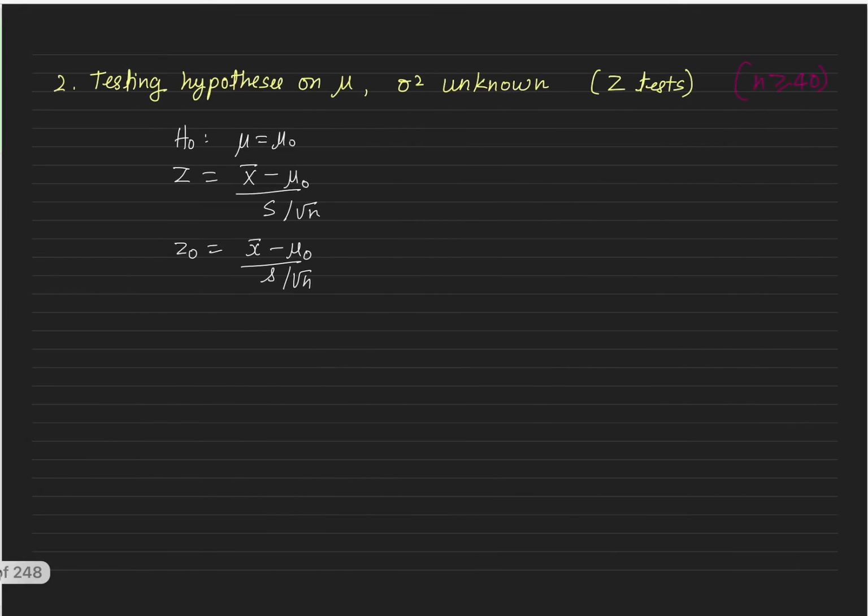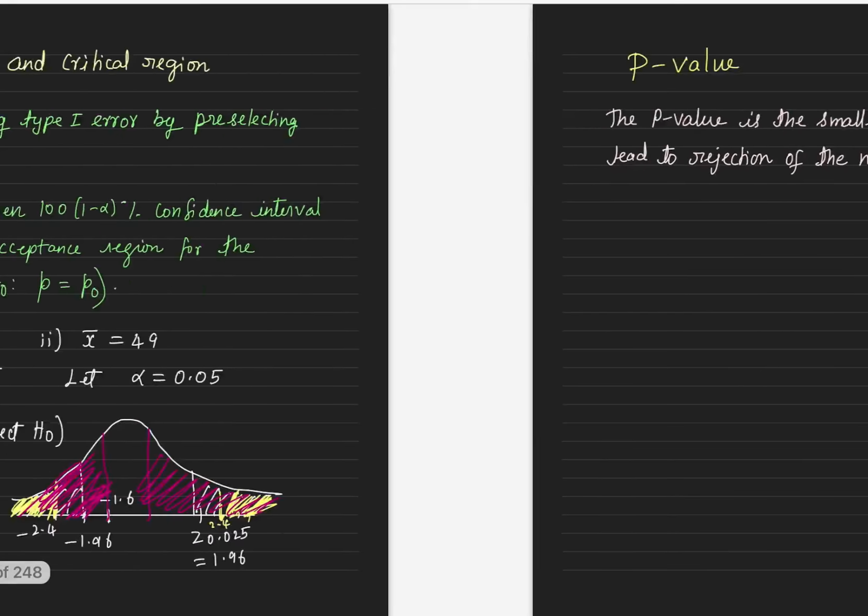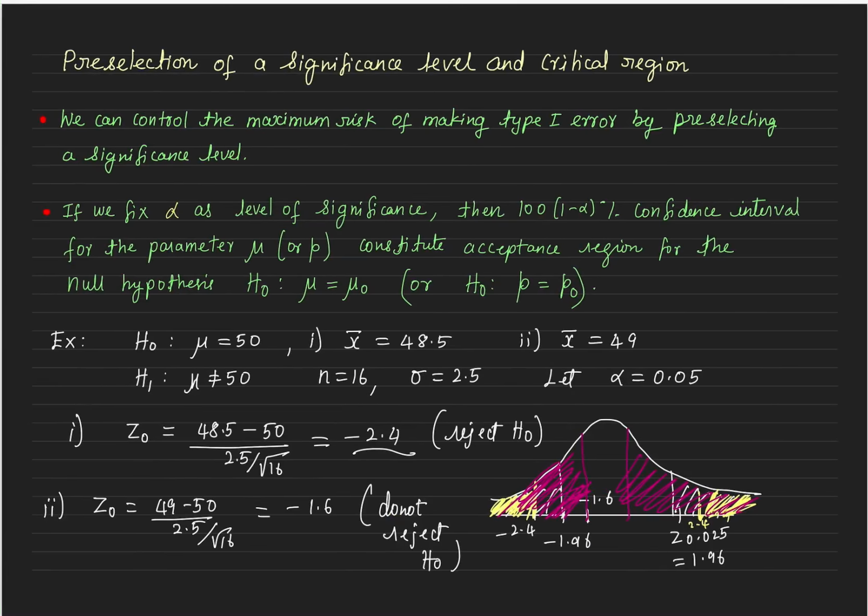I missed saying something about the level of significance. The level of significance, if you recollect, is nothing but the probability of type 1 error. I write it here: alpha, the level of significance, is equal to the probability of rejecting the null hypothesis H naught when mu is equal to mu naught. This is the null hypothesis, right?